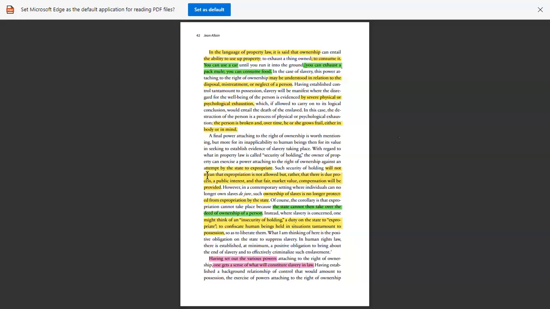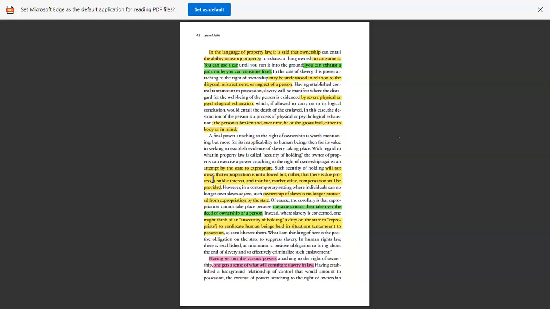So here they even get down to the attempt by the state to expropriate. Expropriate is a word we hope to look at in the future. An attempt by the state to expropriate will not mean that expropriation is not allowed, rather that there is due process, a public interest, and that fair market value compensation will be provided. So it's as if the state can expropriate if there's due process.